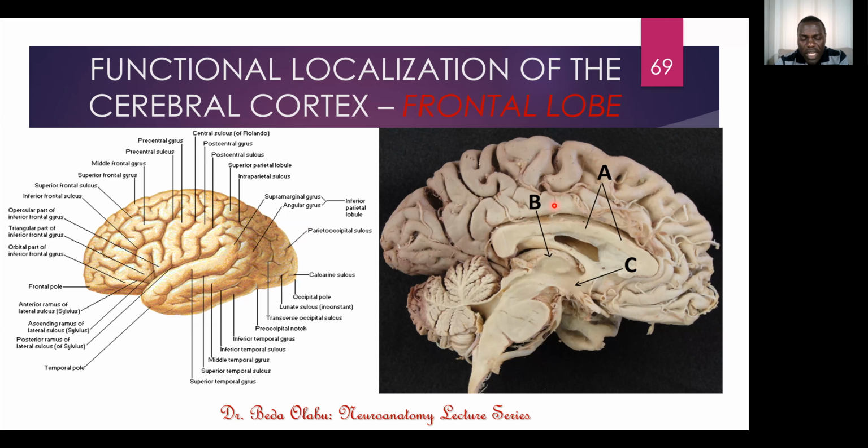So the gyri that I've named for you in the frontal lobe are Pre-Central Gyrus, superior frontal gyrus, middle frontal gyrus, inferior frontal gyrus, frontal pole, and medial frontal gyrus. Those are not the only gyri in the frontal lobe, but those are the gyri that I want to talk about in terms of functional localization, and so they're the ones I've picked for you.